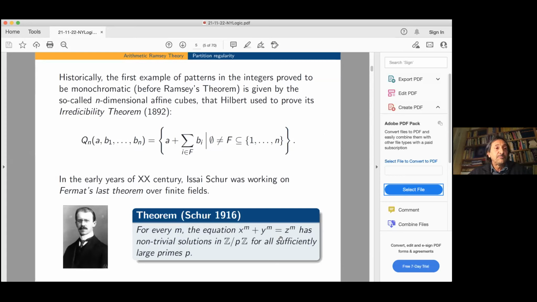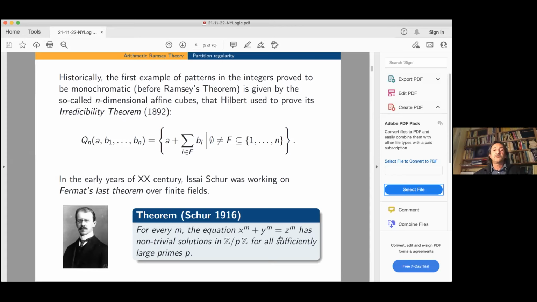Or the sets of positive asymptotic density. But there are also more specific configurations that are considered in arithmetic Ramsey theory. Historically, the one that you are seeing here is probably the first that was proved to be partition regular, and it was used by Hilbert in proving his irreducibility theorem. So you take all possible expressions of the form a plus the sum over i in F of b_i, where F is a subset of {1, ..., n}, and this was called the n-dimensional affine cube.